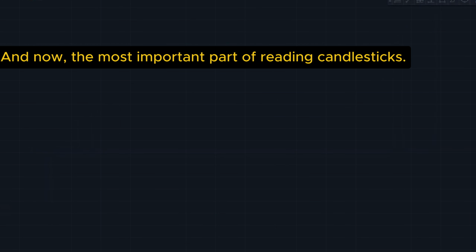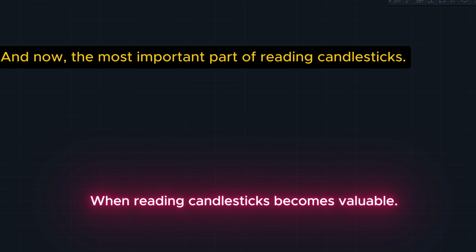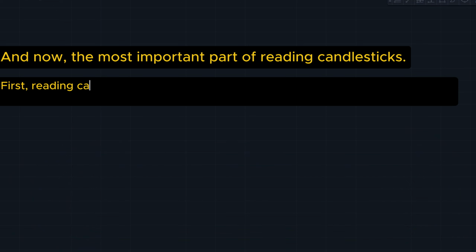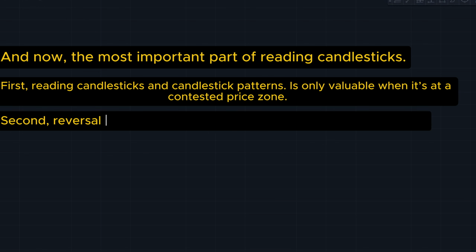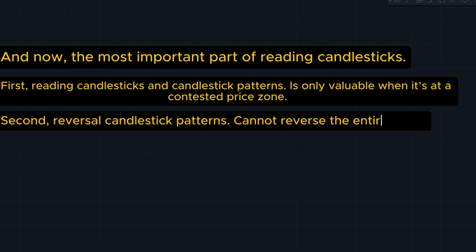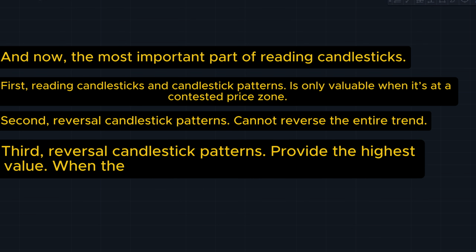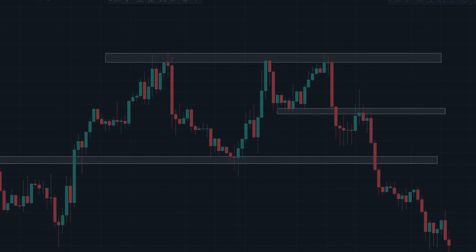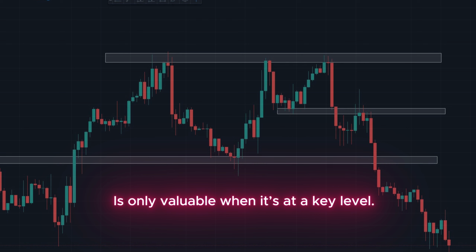And now, the most important part of reading candlesticks that everyone needs to know and remember carefully to understand when reading candlesticks becomes valuable, and how to trade based on candlestick patterns. First, reading candlesticks and candlestick patterns is only valuable when it's at a contested price zone, key level. Second, reversal candlestick patterns cannot reverse the entire trend. Third, reversal candlestick patterns provide the highest value when they confirm the continuation of the trend. And I'll explain each one. The first point, reading candlesticks and candlestick patterns is only valuable when it's at a key level.